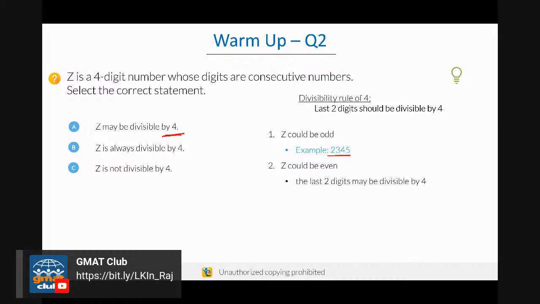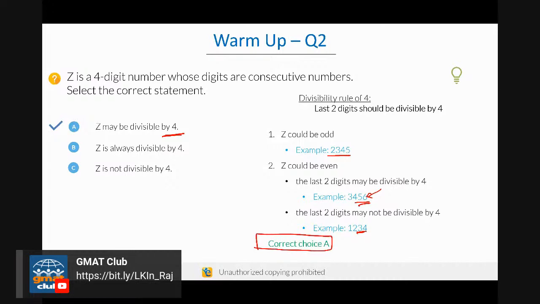And there are 2 possibilities here. Either the last 2 digits are divisible by 4, for example 3, 4, 5, 6, where 56 is divisible by 4, or the last 2 digits are not divisible by 4. An example of that is 1, 2, 3, 4, where 34 isn't divisible by 4. So the correct answer is that there is a possibility that Z is divisible by 4. So choice A, Z may be divisible by 4.